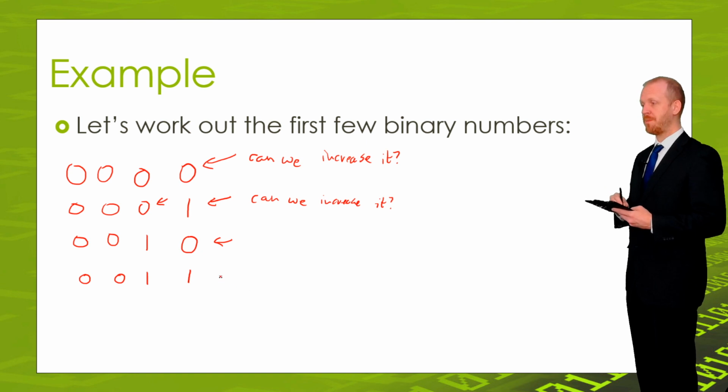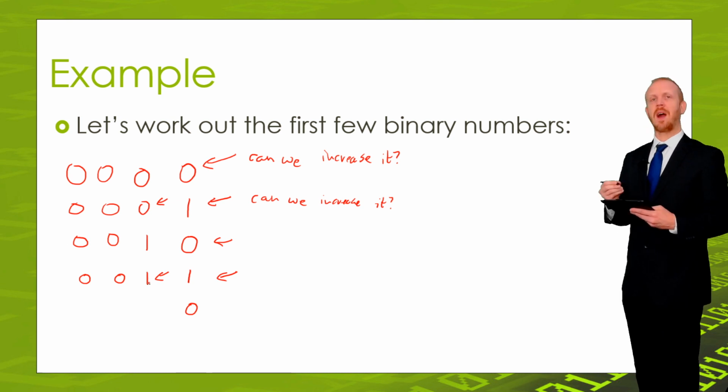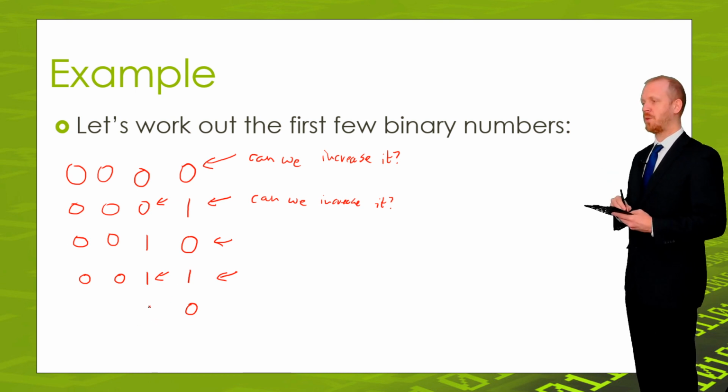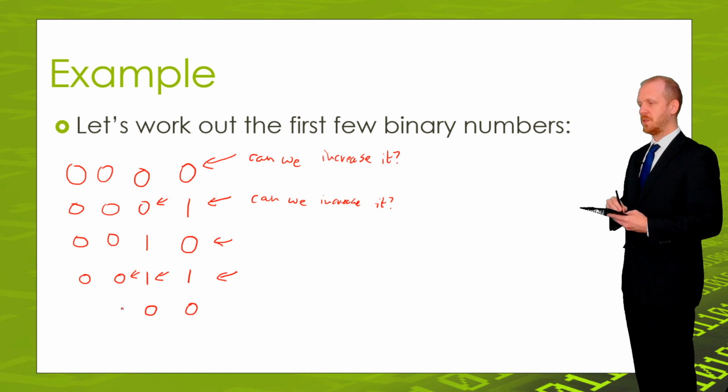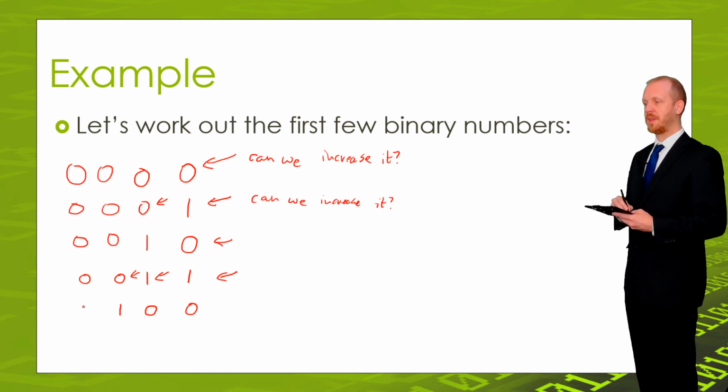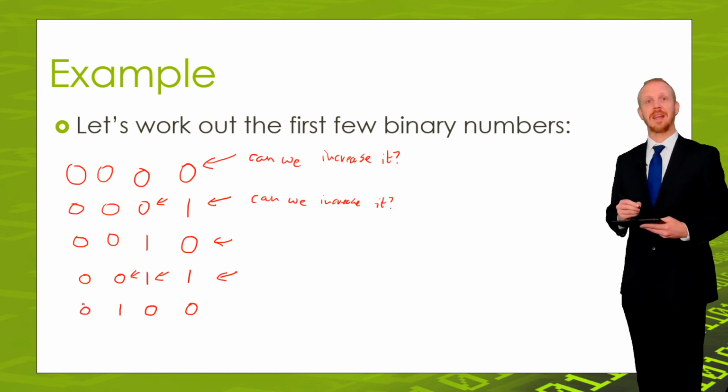So let's look at this again. Can we increase this column? It's a 1, so no, we can't. So we have to reset it to 0 and move on to the next column. Can we increase this one? No, we can't. This is a 0 as well. So that also resets to 0, and we move on to the next column. Can we increase this one? Yes, we can. So that goes up to a 1. Everything else stays the same, and that's our next number.